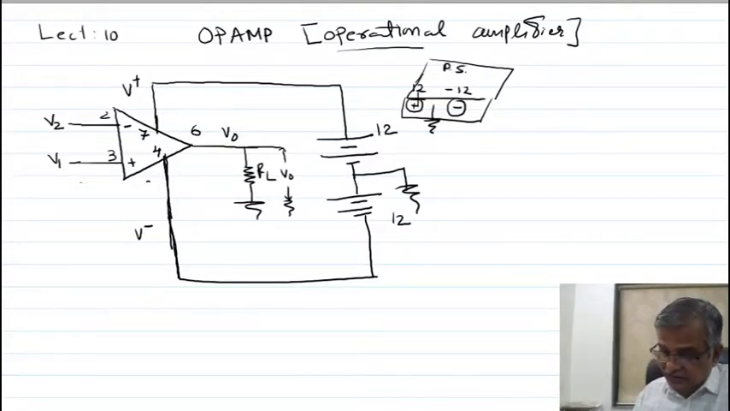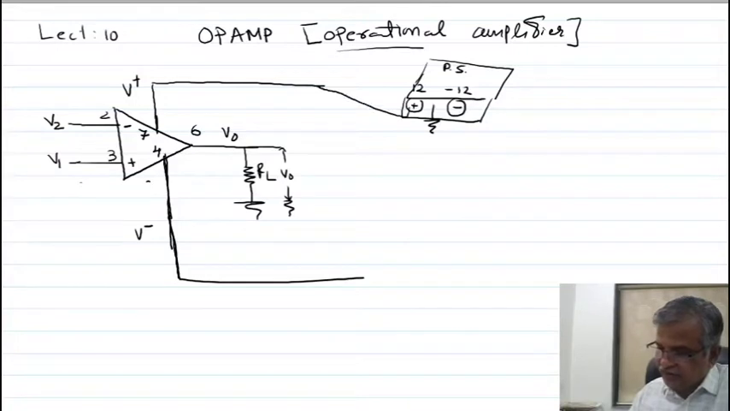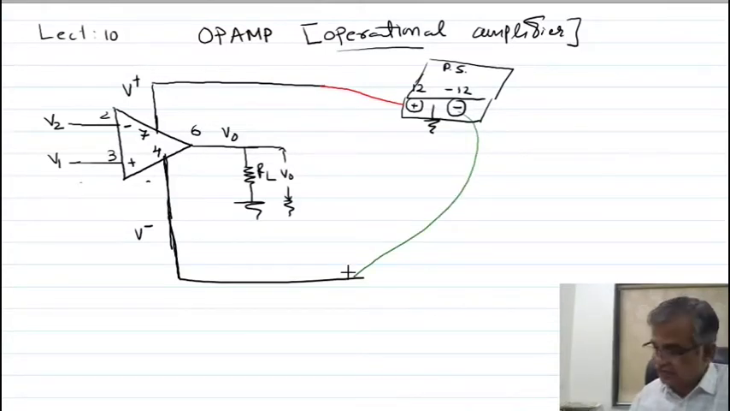So this can be connected like this. I will show you. This plus you have to connect here and minus you have to connect here. Plus I have to connect here and minus I have to connect here. And ground, this is your ground line, I have to connect here.